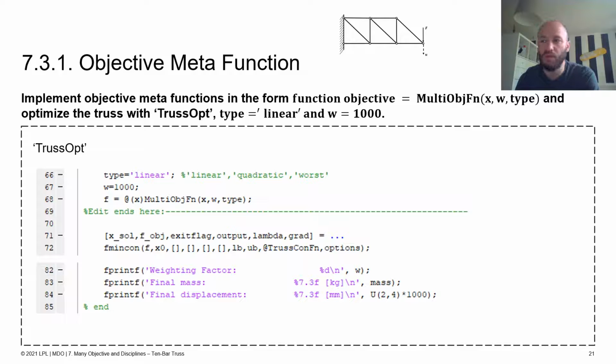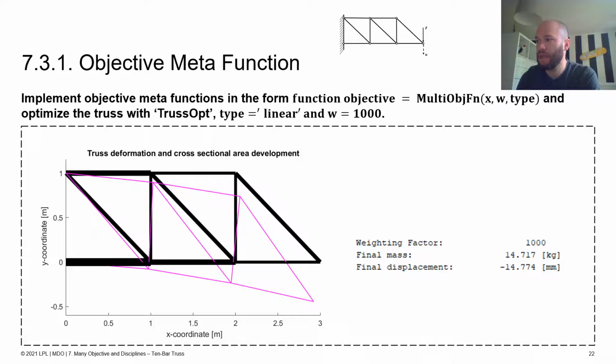Afterwards, we are supposed to optimize the truss with a linear objective function and weight of 1000. You can then open the truss opt script, so the script we use to start the optimization, and after having edited the multi-objective function, you can type in linear and the respective weight, and then you just start the script. After a few iterations, you will end up with the following 10-bar truss. Here we also see the deformed state of the problem. And on the right side, we also have the results.